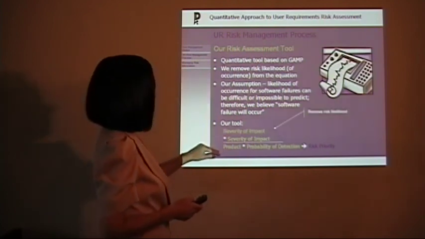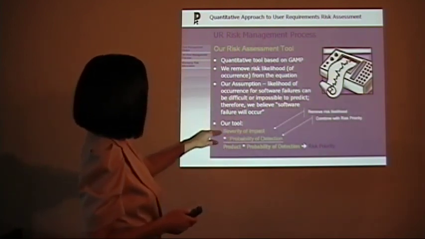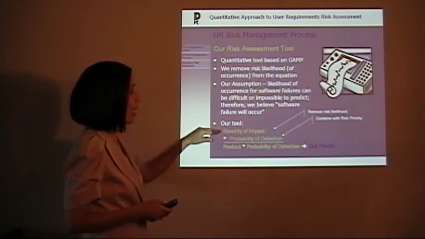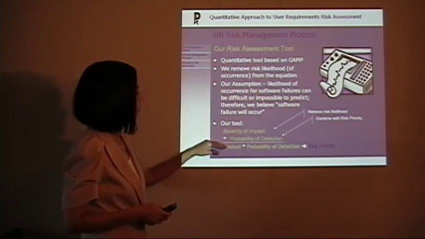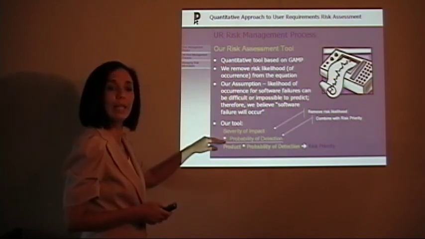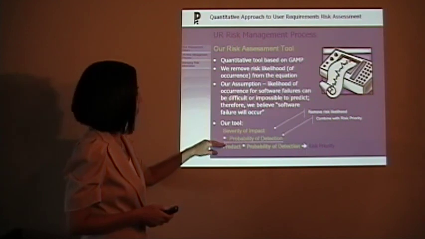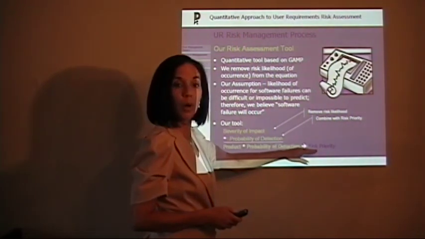So what we do is that our tool is going to measure the severity of impact times the probability of detection, how probable it is that I'm going to detect that this problem happened, in order to give me my risk priority.